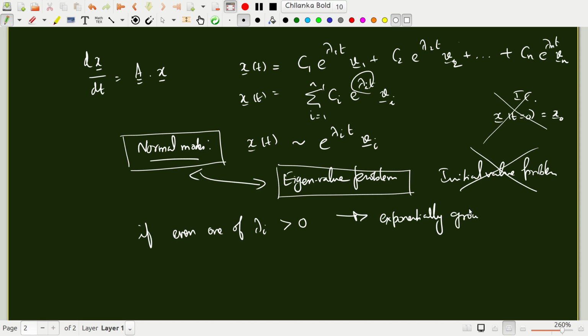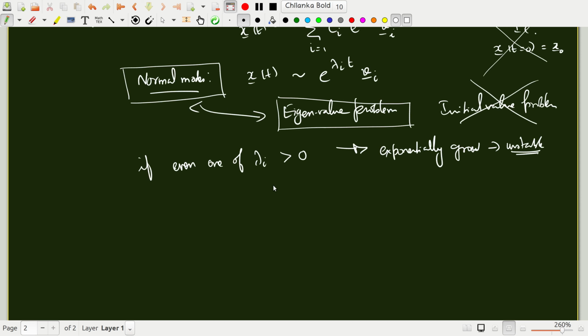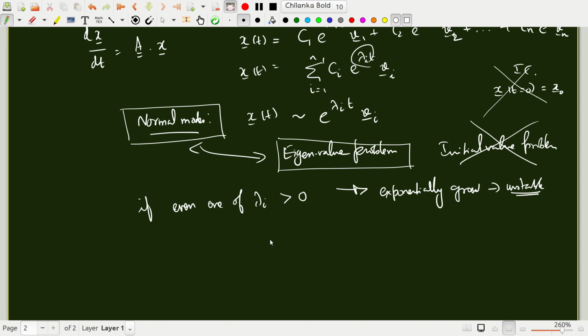Okay, so the system is considered unstable. Now you may ask the question, what if my initial condition does not have that particular eigenvector? Let's say you have lambda 1, lambda 2, lambda n. Let's say lambda 1 is greater than 0 and all the other eigenvalues are less than 0. Let's assume them to be real for the moment. Otherwise you can think of them as the real part of the complex number lambda.